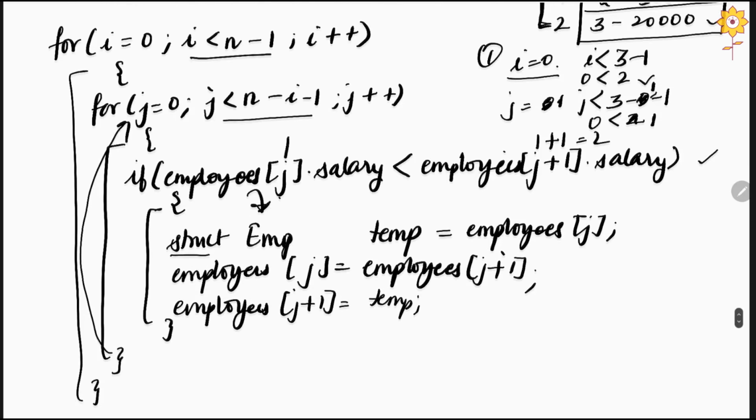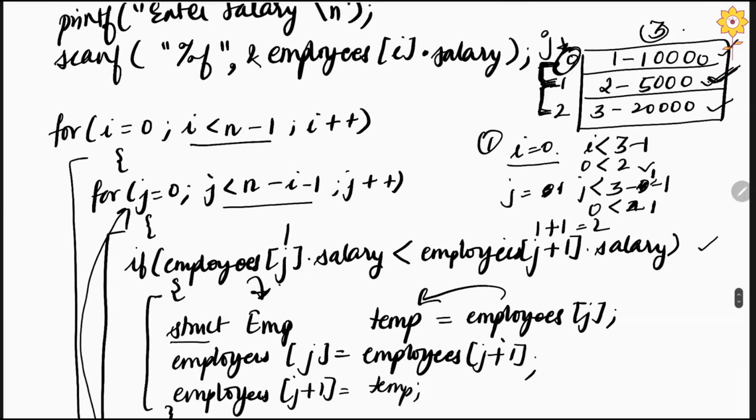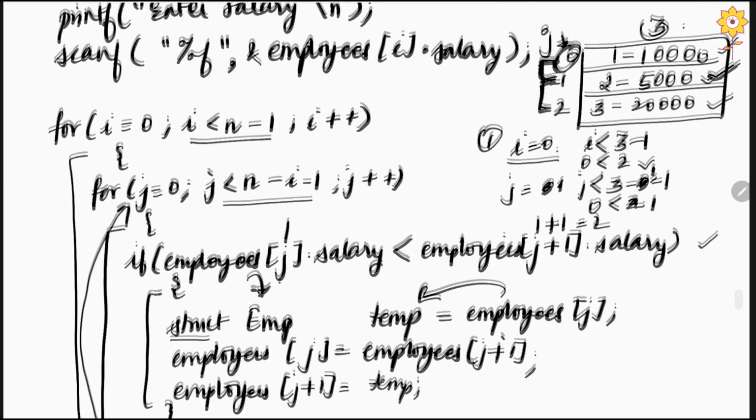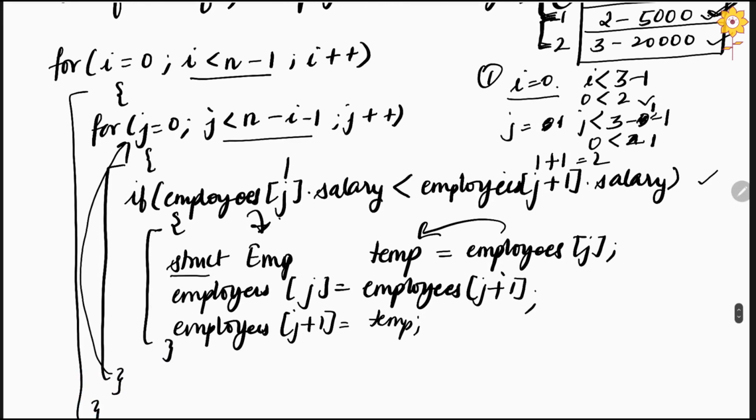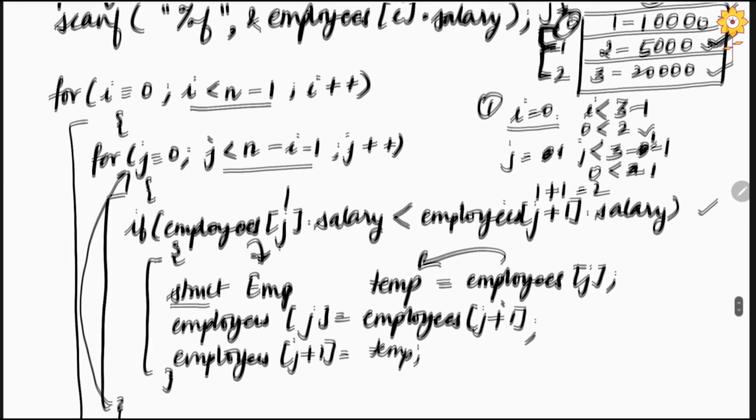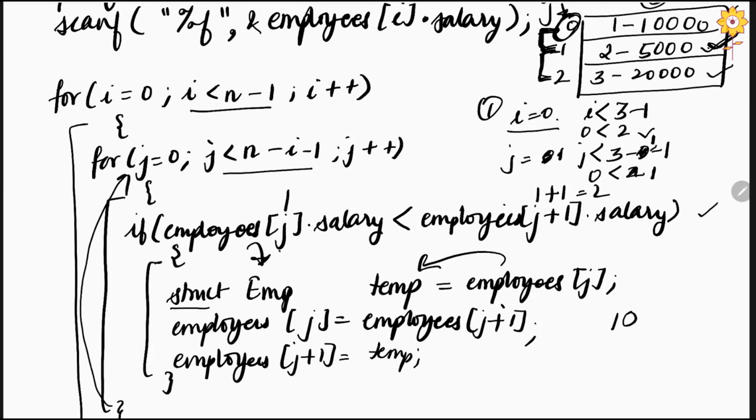What we are basically doing is assigning this value to temp. So, employee j is now moved to temporary. So, this is now rearranged like this: now it is 10,000, 20,000 and 5,000, but still this is not in descending order, right. So, that is why we have taken this extra loop, the outer for loop.